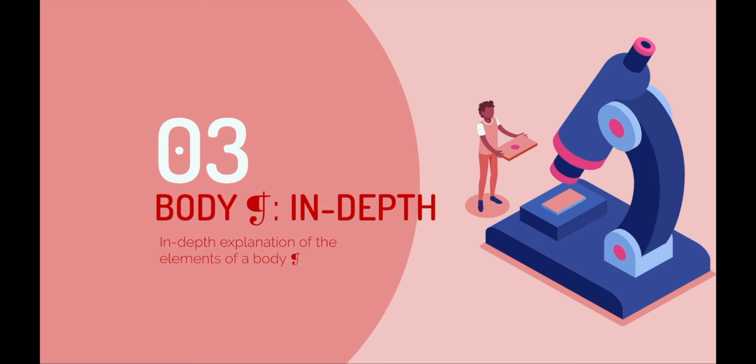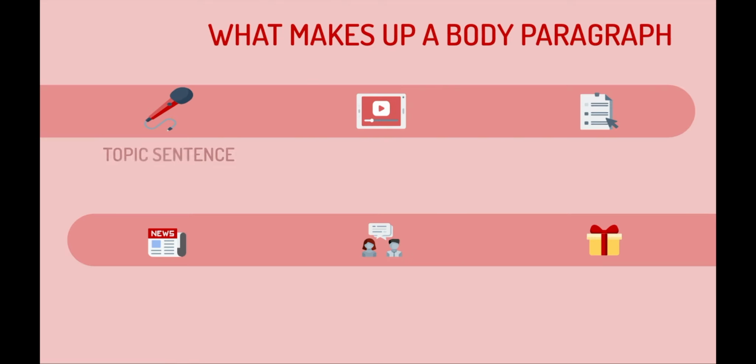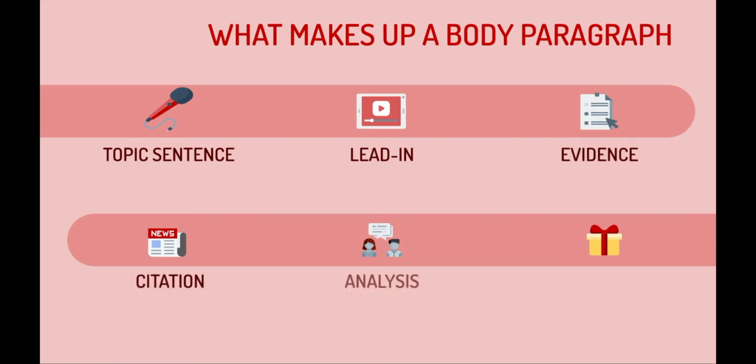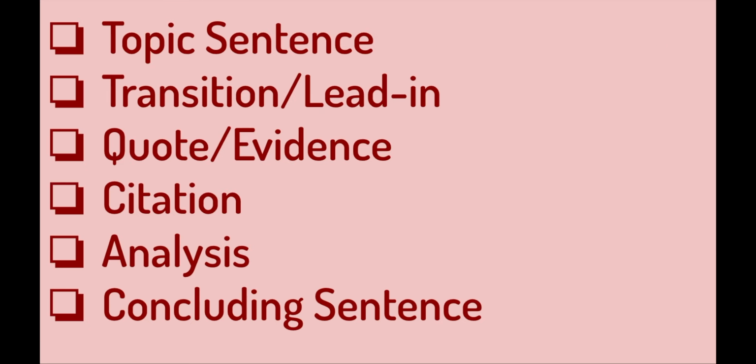Number 3, body paragraphs in depth. An in-depth explanation of the elements that make up a body paragraph. So there are 6 things that make up a body paragraph. There's your topic sentence, lead-in, evidence, citation, analysis, and then a concluding sentence. Here's a little checklist that's going to show up every few slides to keep track of where we are in going in detail into the body paragraph.